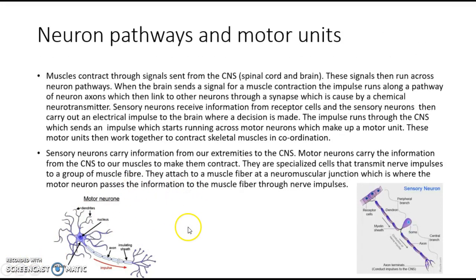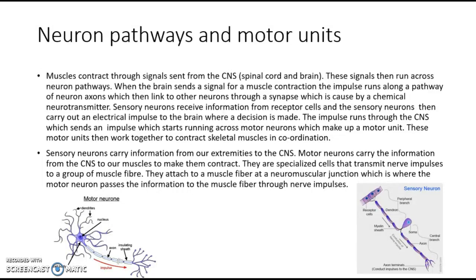So, neuron pathways and motor units. Muscles contract through signals sent from the CNS, which is the spinal cord and brain. These signals then run across neuron pathways. When the brain sends a signal for a muscle contraction, the impulse runs along a pathway of neuron axons which link to each other through a synapse, which is caused by a chemical neurotransmitter.